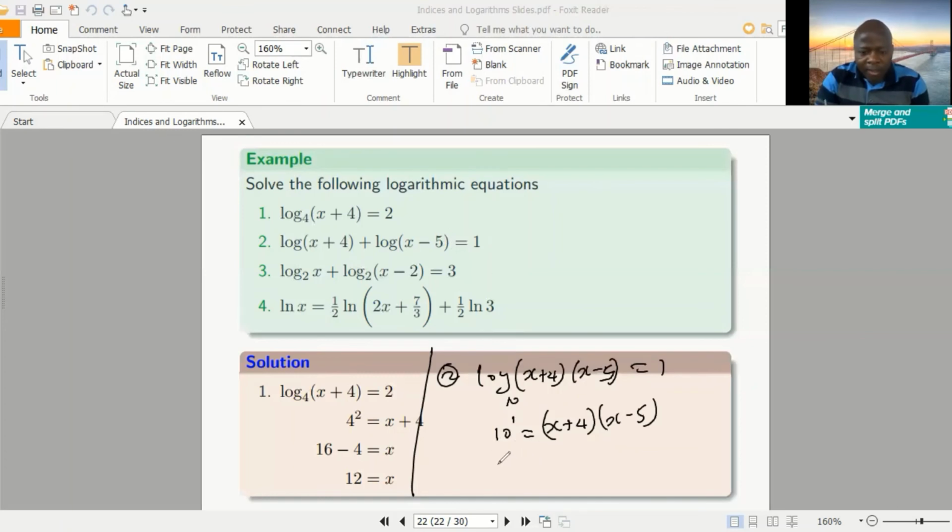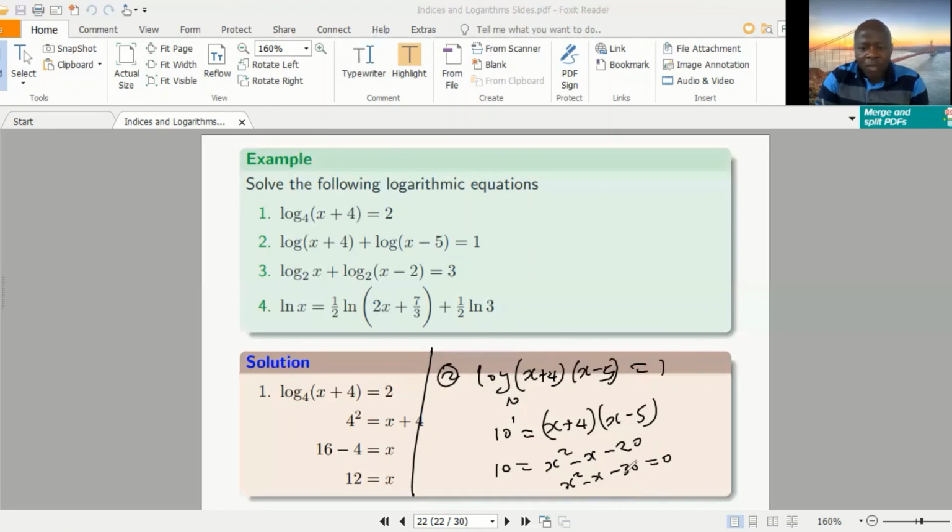Okay, so what is this? 10. This is x squared. Just expand this, you know how to expand. x squared minus 5x plus 4x gives you minus x. And this other one gives you minus 20. That means x squared minus x minus 30 is 0. And this can be factorized.